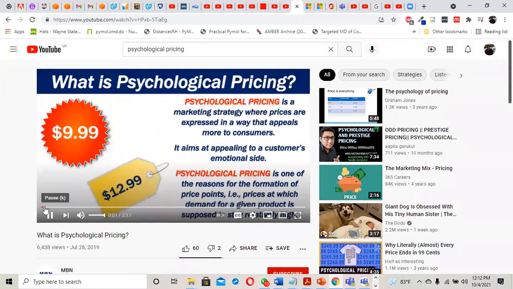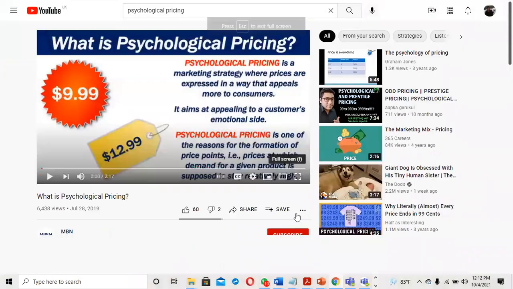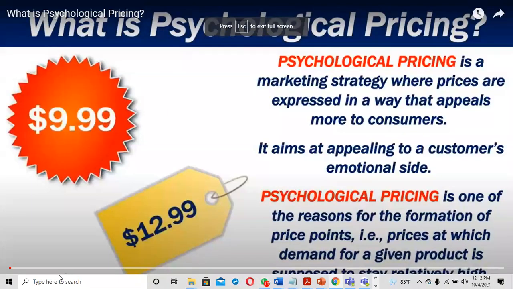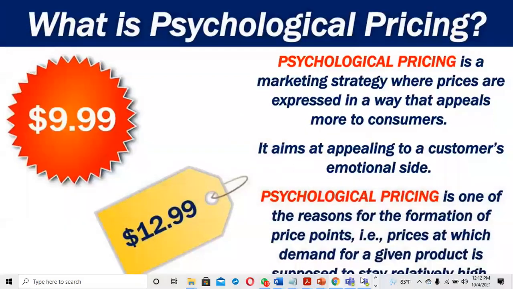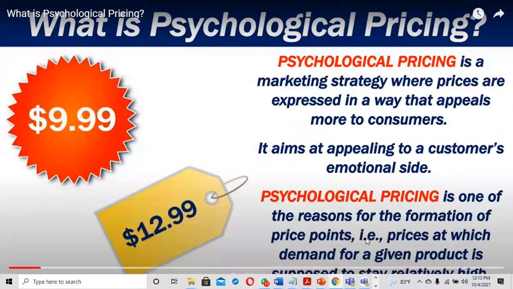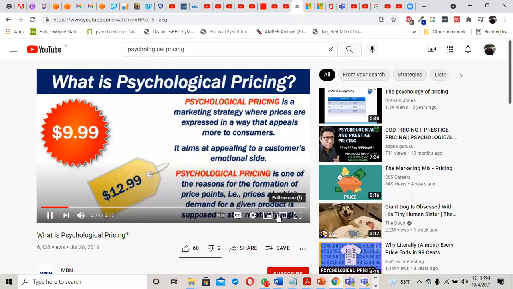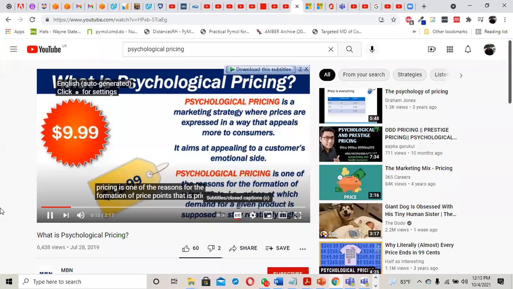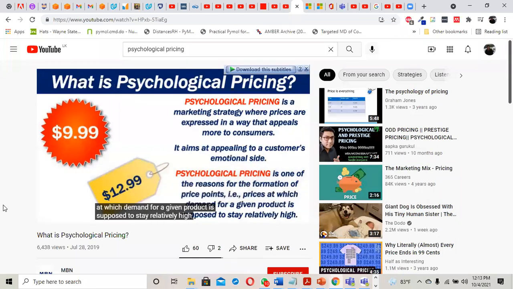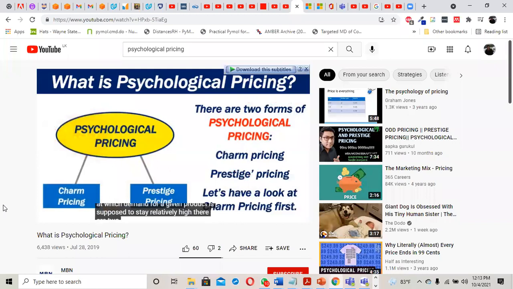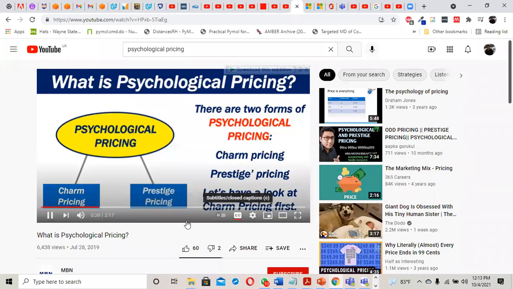Is a marketing strategy where prices are expressed in a way that appeals more to consumers. It aims at appealing to a customer's emotional side. Psychological pricing is one of the reasons for the formation of price points. That is, prices at which demand for a given product is supposed to stay relatively high. There are two forms of psychological pricing: charm pricing and prestige pricing. Let's have a look at charm pricing first.